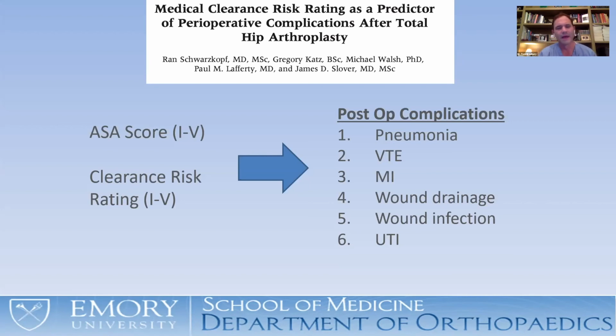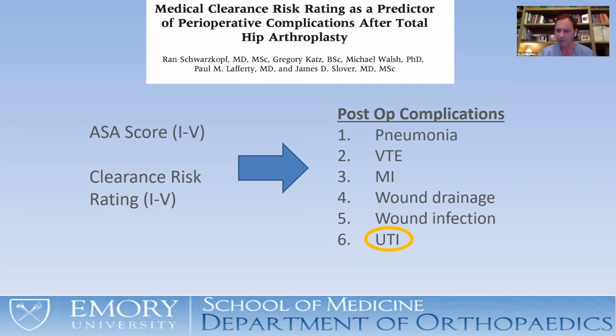And the bottom line was these classification systems were not at all useful for predicting fairly important and relatively common postoperative complications, including pneumonia, PE, myocardial infarction, and then what we all fear a lot, wound drainage and wound infection. The only thing that correlated with higher levels of risk and ASA score was UTI. So of those 6 major post-op complications, I would argue that a UTI is probably the one that you would be most tolerant of.